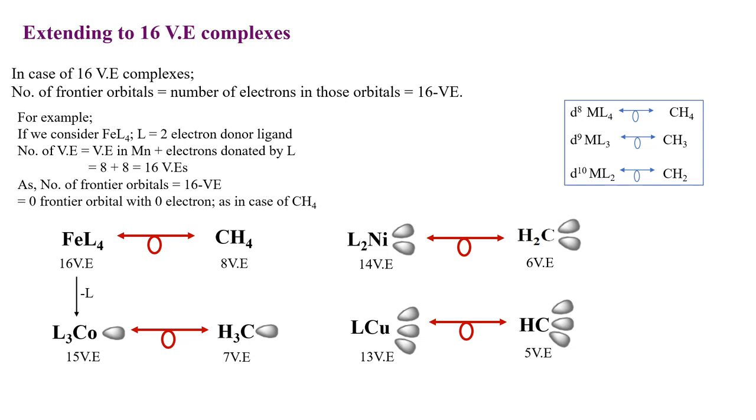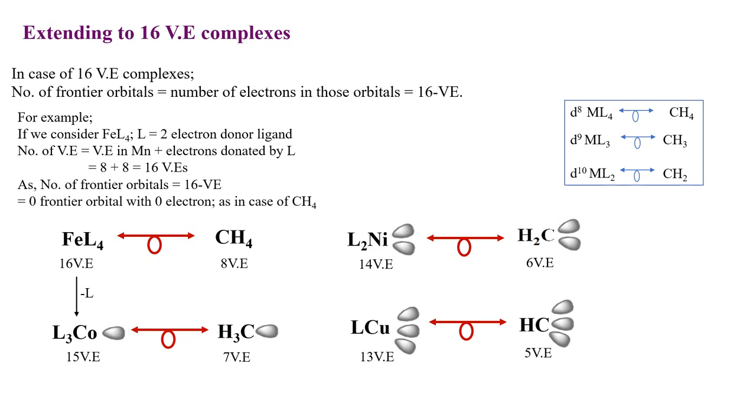Similarly, now if I remove one more ligand from it, I end up getting NiL minus. So to maintain the zero charge again, I'll replace nickel with the next group, which is copper. So what happens, because I have removed a ligand there, I will be getting three frontier orbitals with one electron in each. So this is found to be isolobal with CH. Even that has three frontier molecular orbitals with one electron in each.